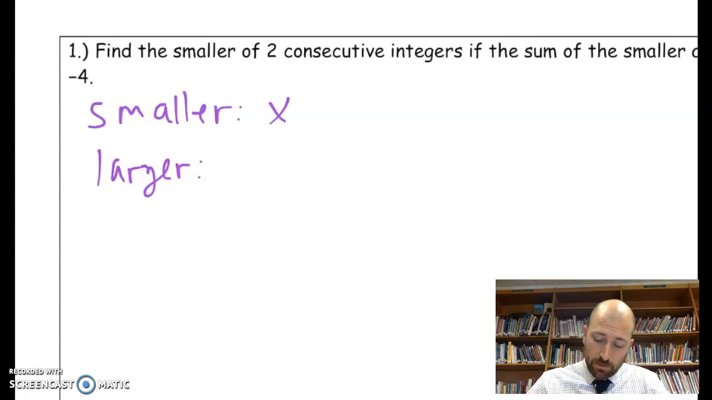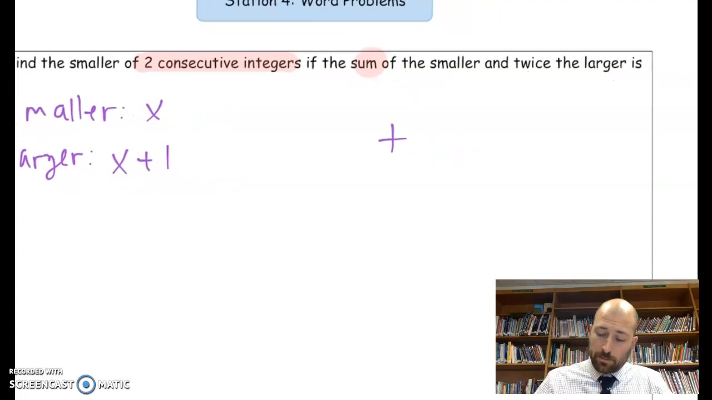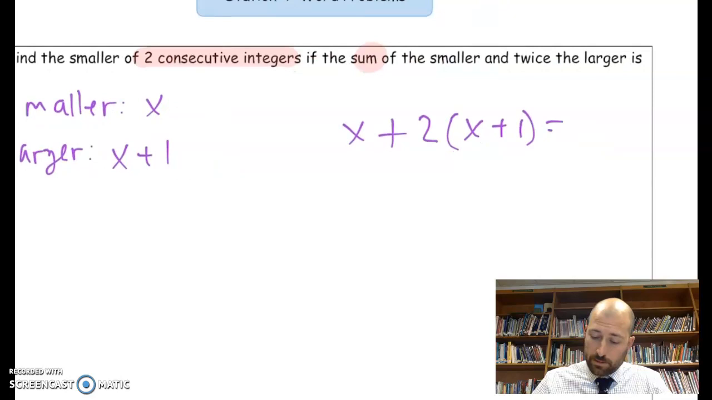In consecutive integers, the larger is x plus 1. That came from the fact that they're two consecutive integers. Okay, the sum means I'm going to add these together. It says the sum of the smaller and twice the larger. So I'm going to take the larger and multiply it by 2. Is -4. So that gives me my equation.